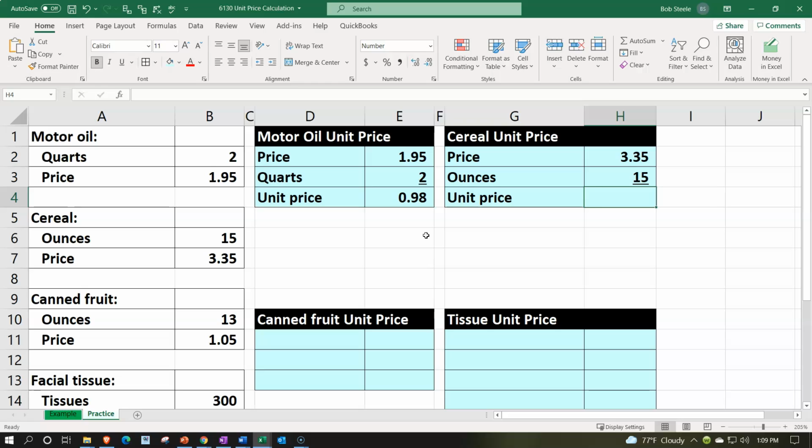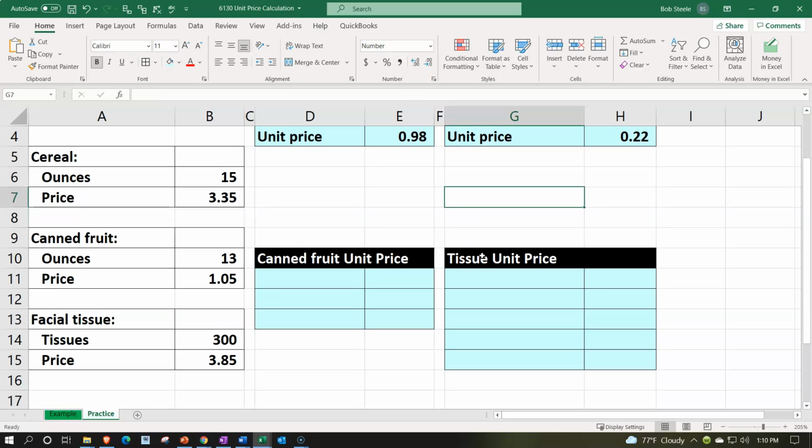Okay, well then we're going to say this is going to be equal to the 3.35 divided by 15. And then we're going to add some decimals, number group, adding a couple decimals. So we're at about 22 cents per unit on the cereal.